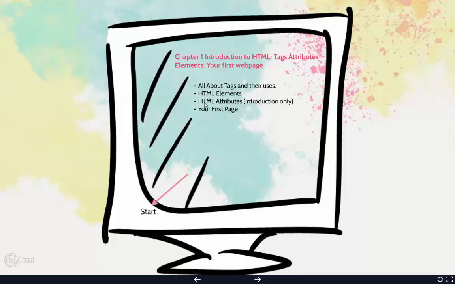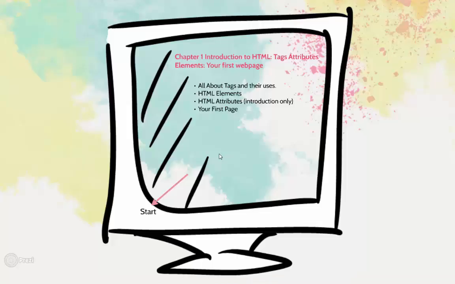Now I'm going to get into the first chapter. We just talked about HTML. We introduced HTML. Now it's time to talk about tags, attributes, and elements, and by the end of this chapter you should have your first page. I'm really excited. All about tags and their uses, HTML elements, HTML attributes. We're just going to talk about the introduction, and then we're going to see what your first page looks like.